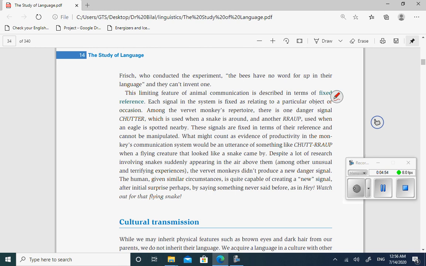But humans, on the other hand, can describe these different ideas. They can say there is a flying snake, or they can say that we have a walking eagle, etc. So this is what is meant by productivity: your ability to produce an unlimited number of utterances.